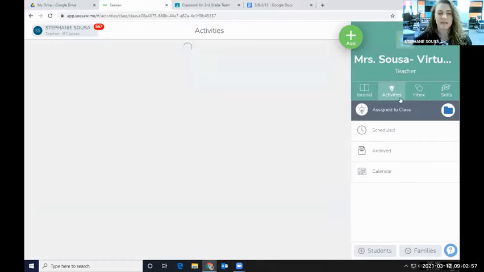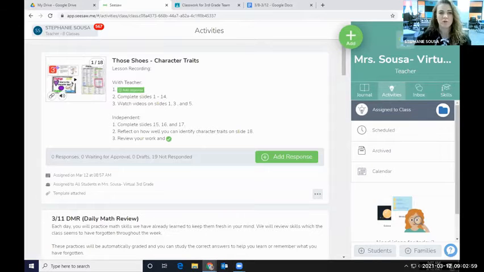Alrighty. On Seesaw, if you would please click on that activities to refresh your feed. And you will see that you have an activity called Those Shoes Character Traits. Those Shoes is a text that you most likely know.